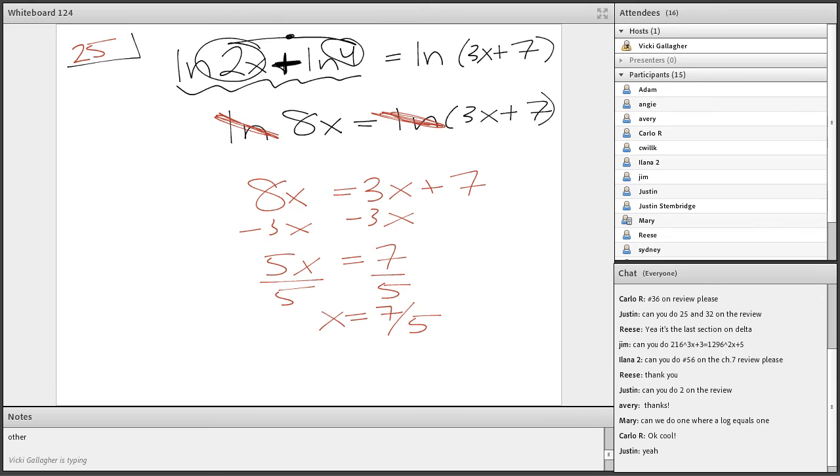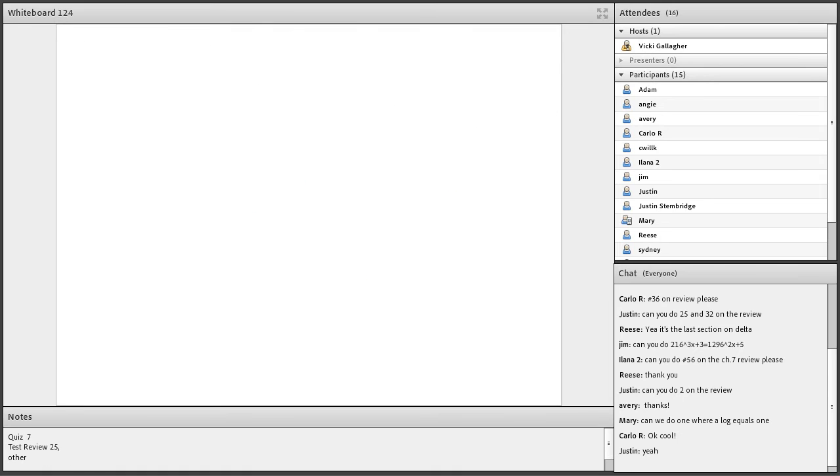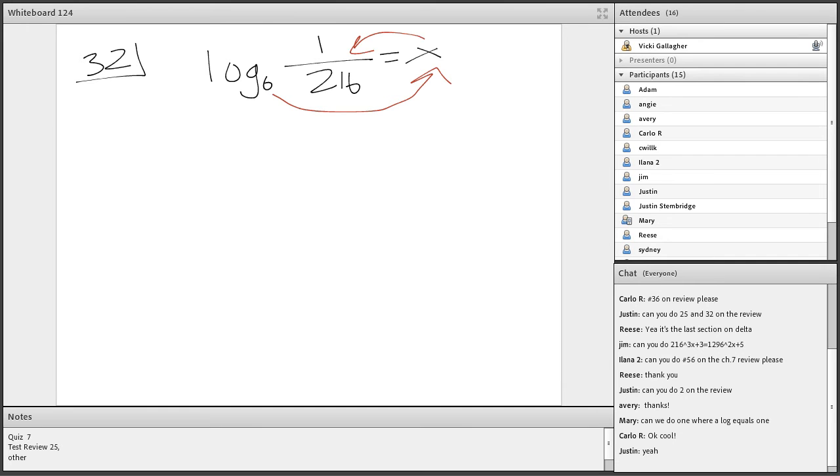Oops, we did number 7 on the quiz. Okay, and then number 32. Oh, and we've been doing quite a few examples today where 6 was our base. Okay, so on this one, it's in logarithmic form. I'm going to immediately start by changing it to exponential form. So I'm going to do 6 to the power of x equals 216.